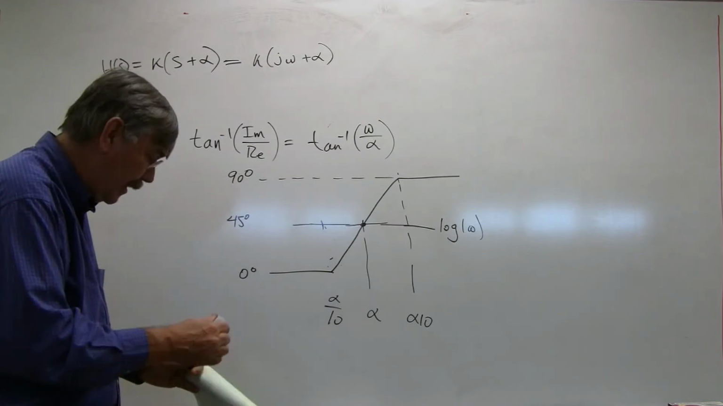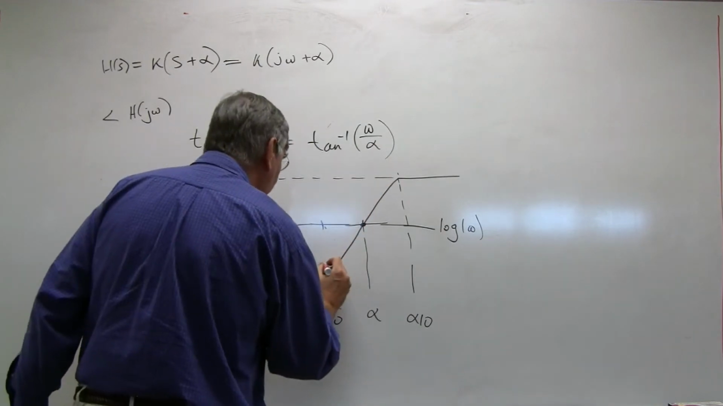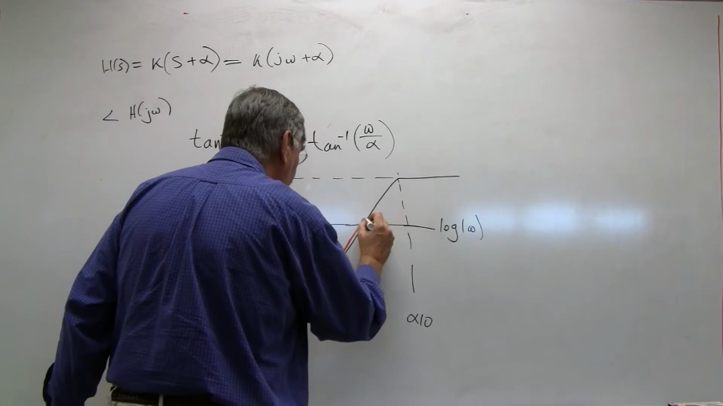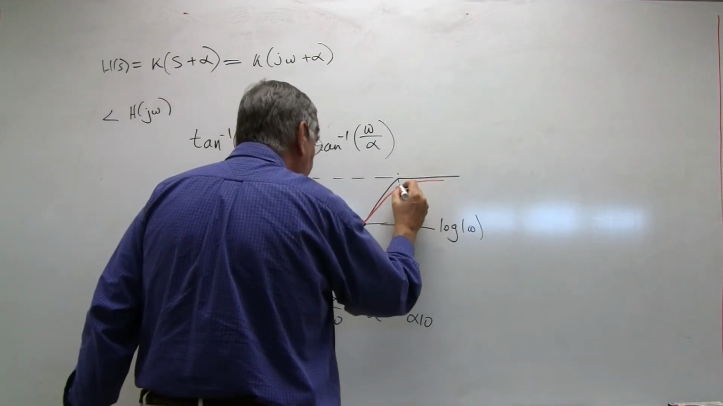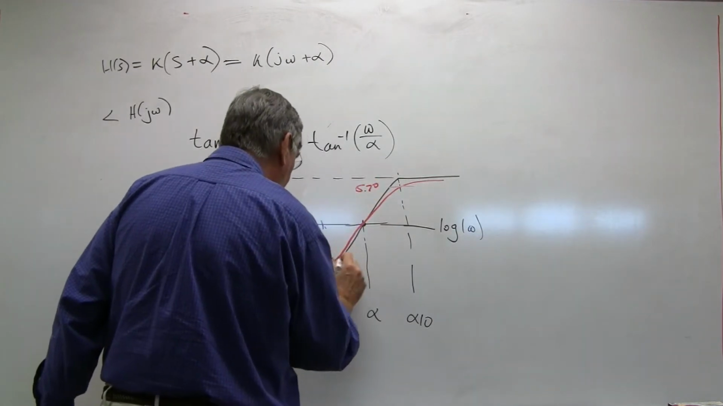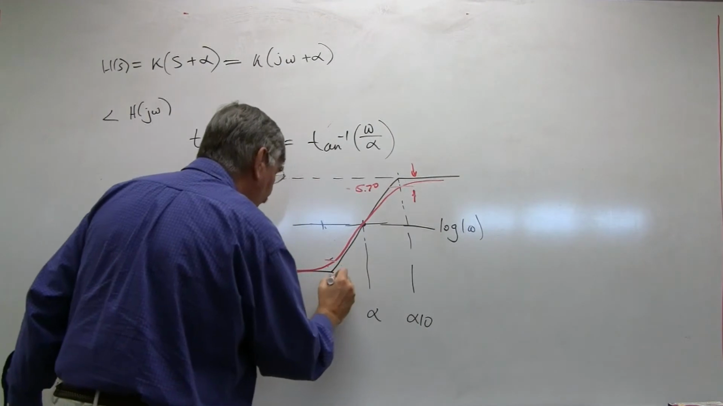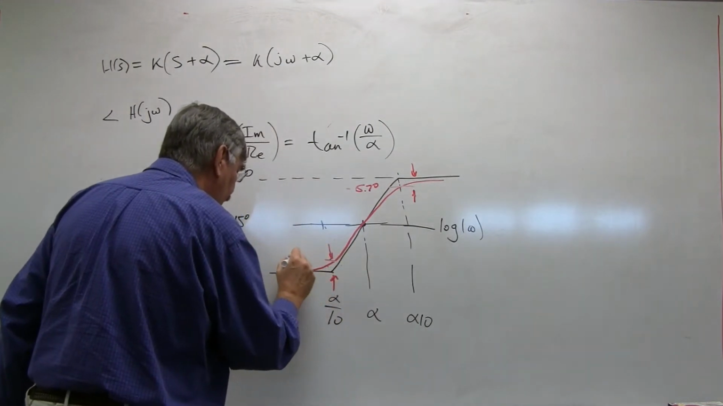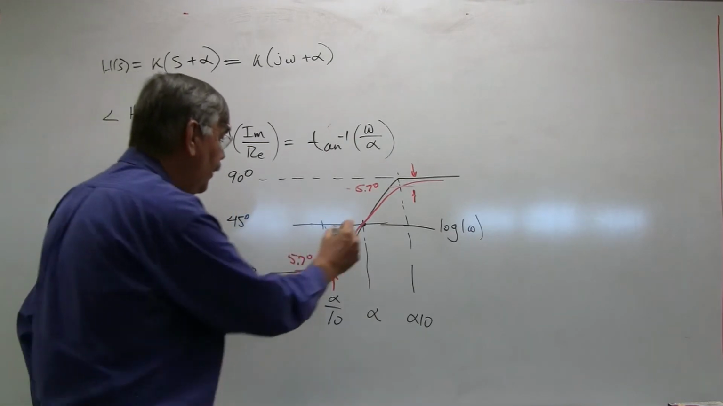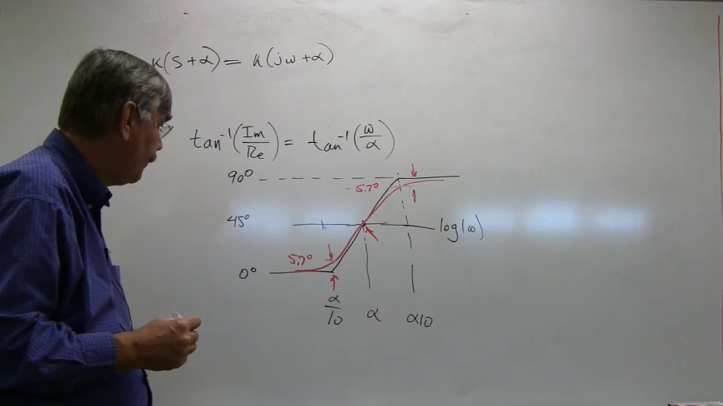If you make an exact plot of this and compare it to this guy, it can be shown that it actually looks about like this, where this error is 5.7 degrees, and this error, so that's minus 5.7 from here to here, and this difference is 5.7 degrees, approximately. So it's a pretty good approximation. It's exact right here at 45 degrees. That's exactly what we get.